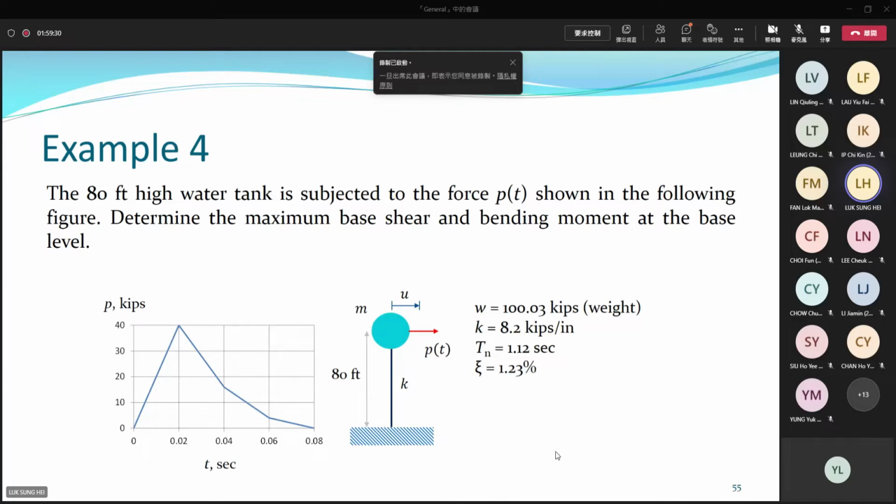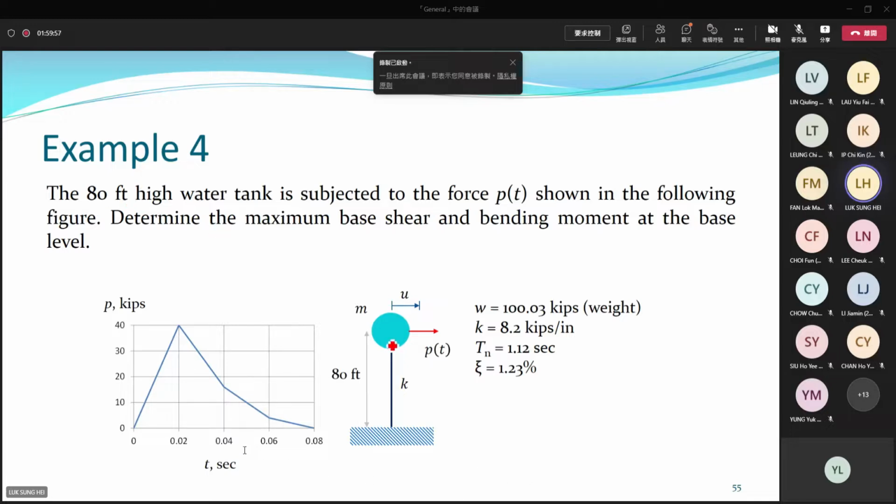This example I prepared using US units. When you read textbooks, quite a lot of textbooks are written using US units. The one that I give you, written by A.K. Chopra, is also written in US units. So here I give you one example to let you know how to deal with this kind of situation. When you read a textbook, at least you understand what they're doing. You may transform the units back to SI units if you like.